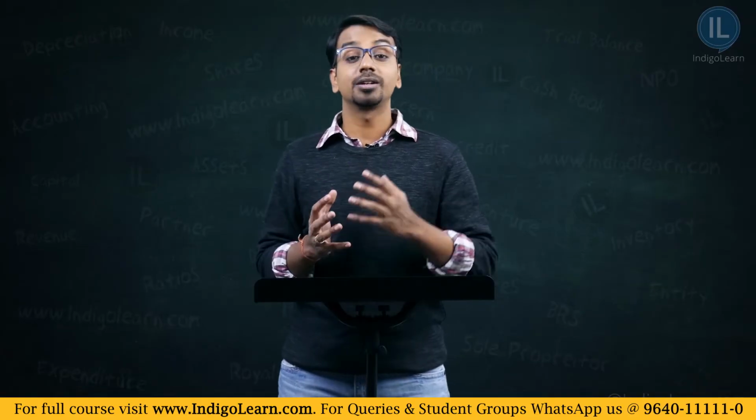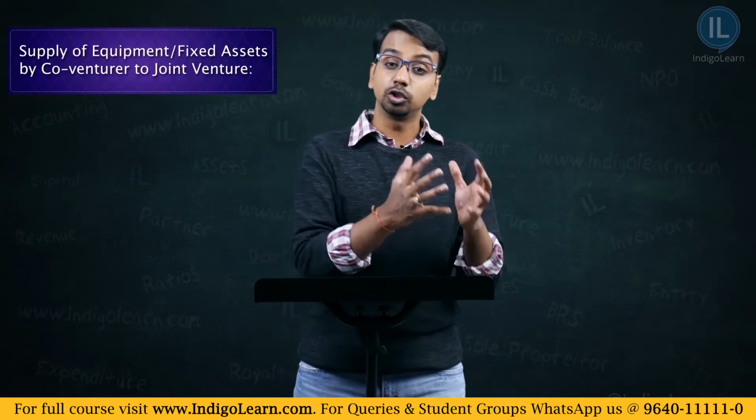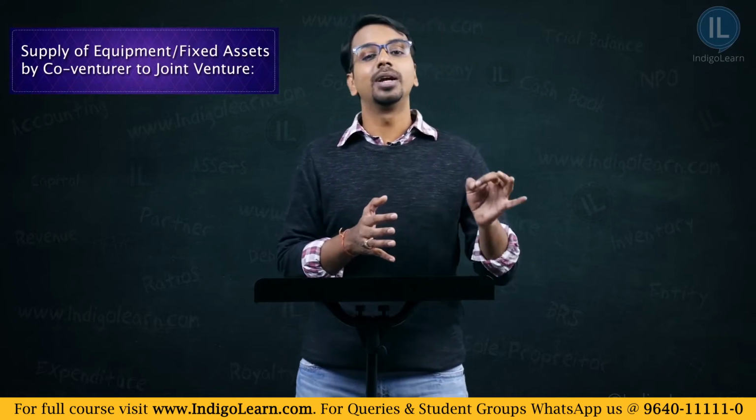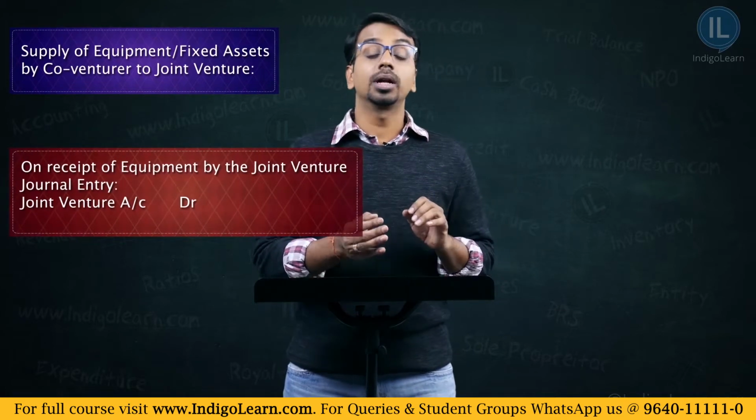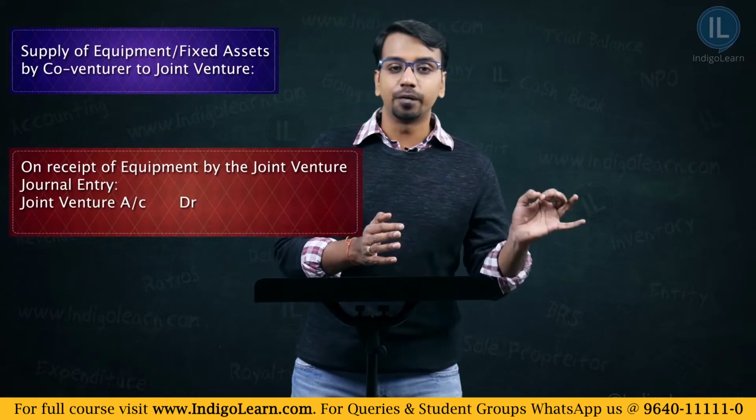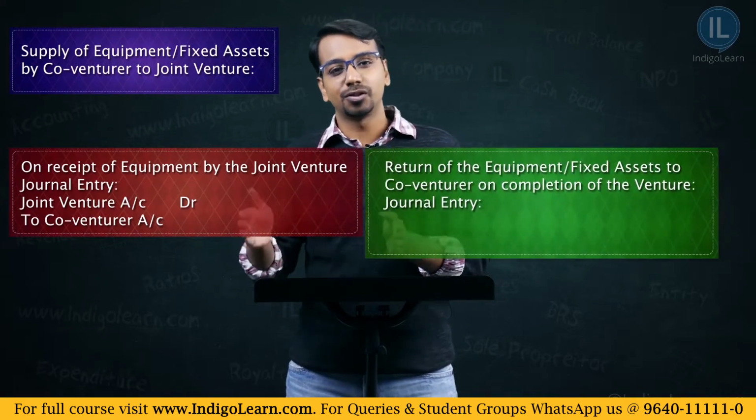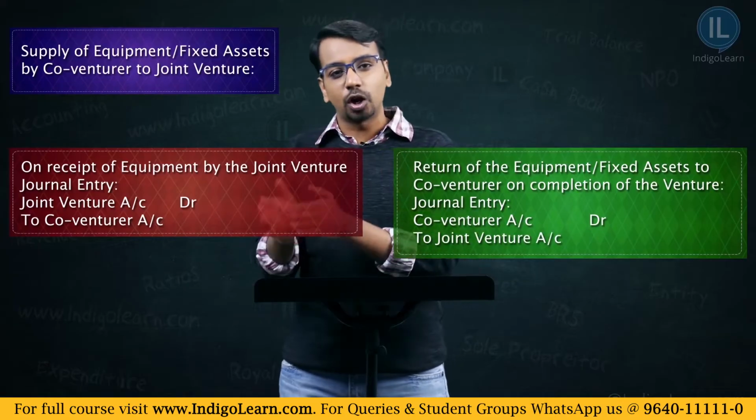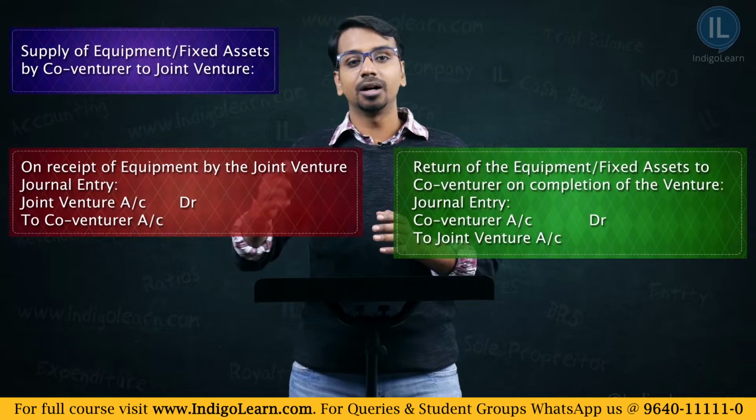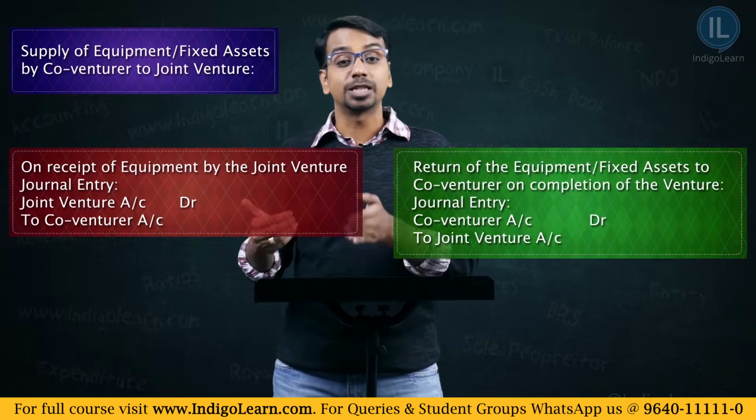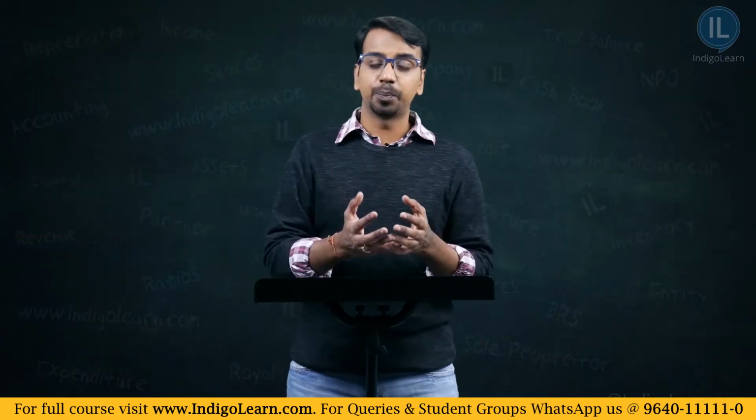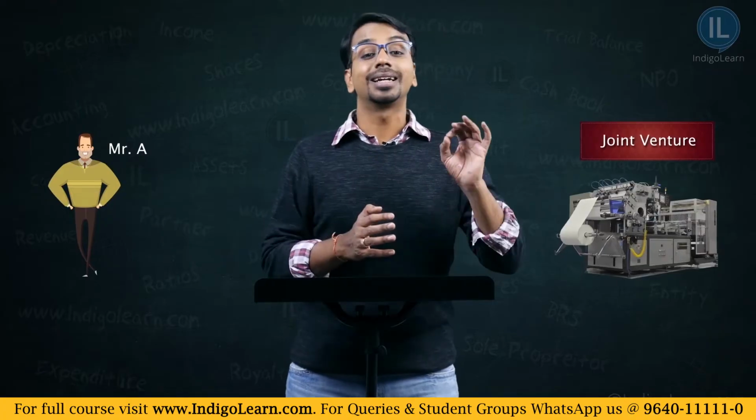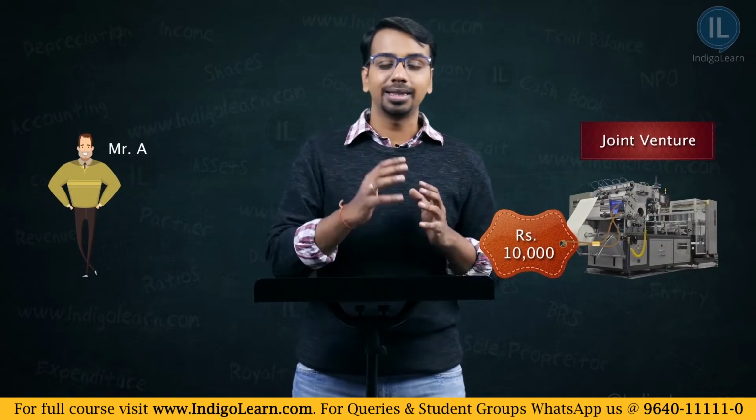Sometimes the co-venturer supplies equipment to the joint venture. Now in such a case, whatever the equipment has come in, you will debit the joint venture account and you will give a credit to the co-venturer. And after the venture is over, when that equipment is returned back, you will credit the joint venture account and you will debit the co-venturer to whom the asset has been given back. For example, A transferred equipment worth 10,000 rupees. So what will be the entry in that case?